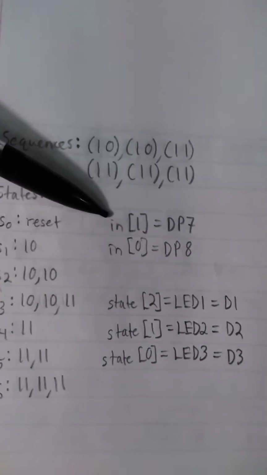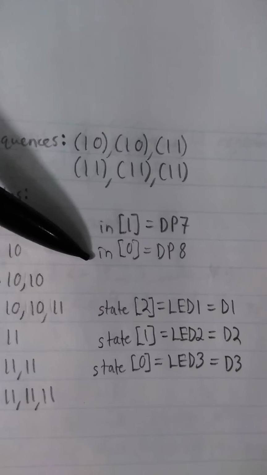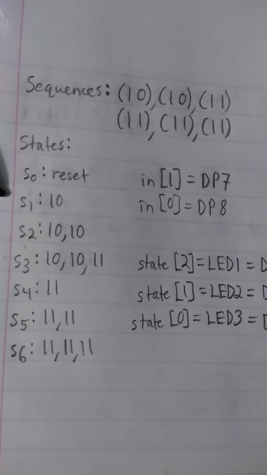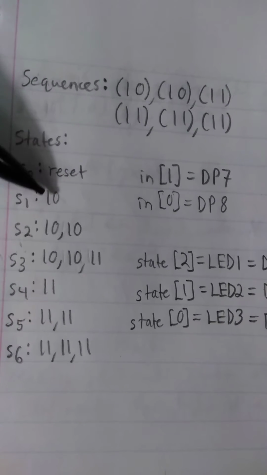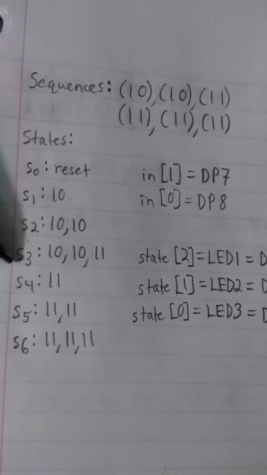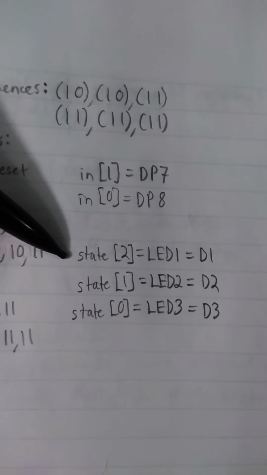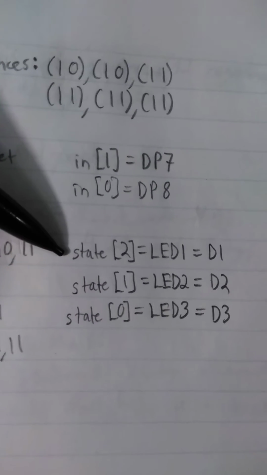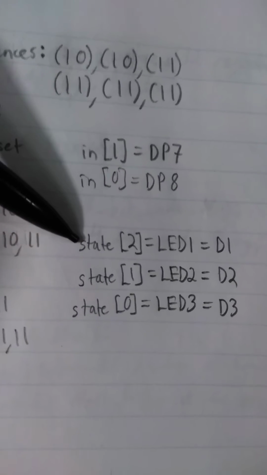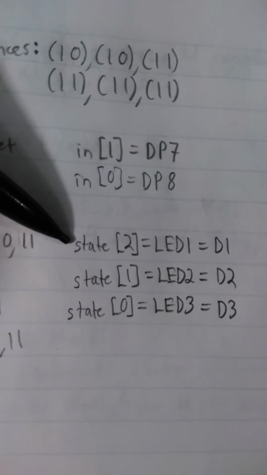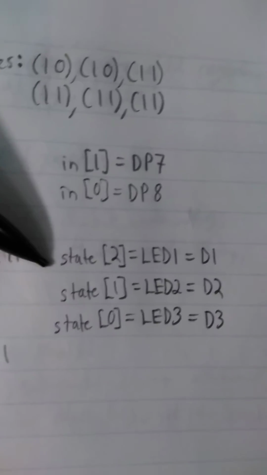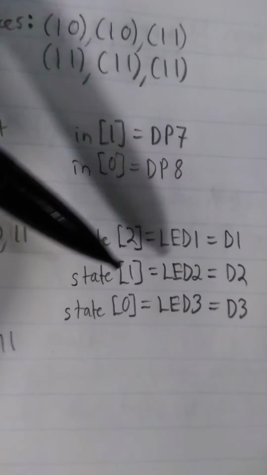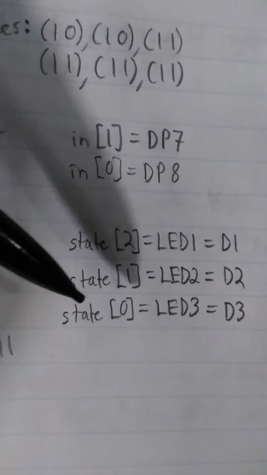So basically the inputs are some combination of 2 bits, and then based on what I receive and what state I'm already on, I will cycle through different states. And some other information, I'm showing my states on my board as LEDs. The most significant bit of my state is going to be LED 1 or D1. State 1 is the middle bit, which is D2, and state 0, which is the least significant bit, is D3.